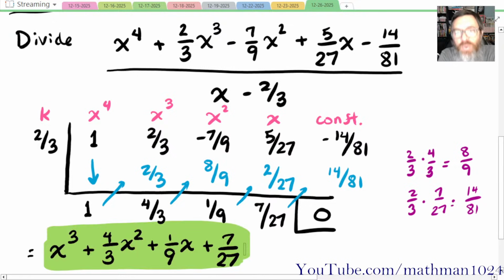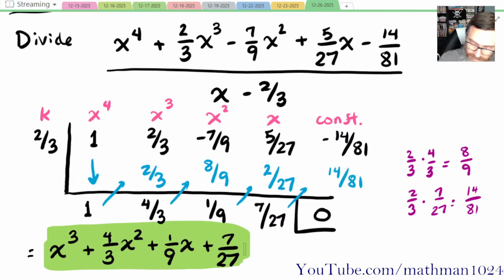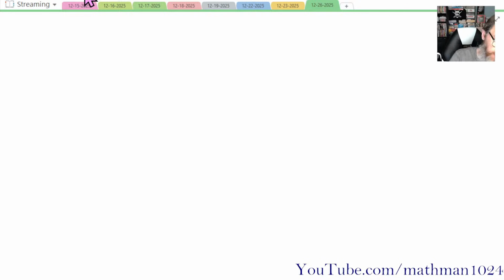Again, as long as we remember that we're dealing with just numbers, then we're going to be fine. All right, and now let me jump into doing something that uses that remainder theorem. All right, yeah, let's do this.